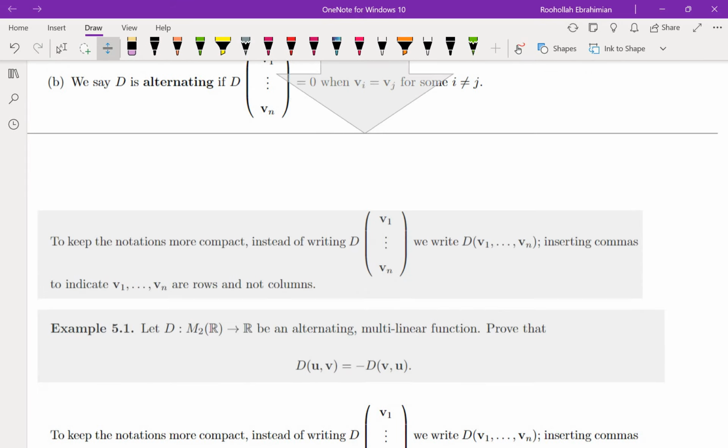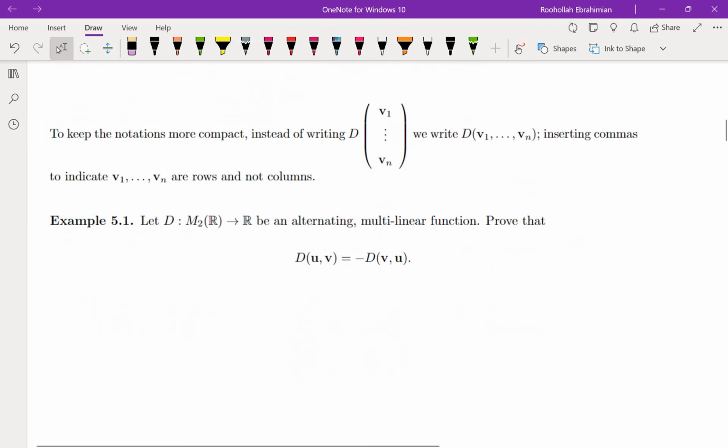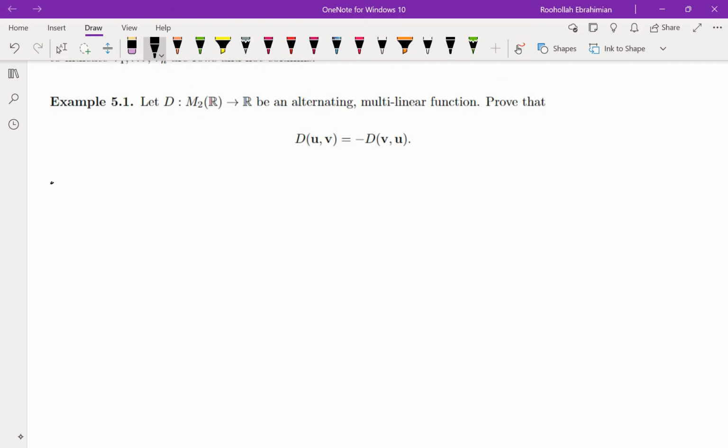Okay, so let me now go ahead and look at one example. And also, to keep the notation more compact, instead of writing down d of v1 through vn vertically, I'll write it down as d of v1 comma v2 comma vn, inserting commas to indicate that the v's are rows and not columns. Okay, so let's look at an example. The first property that we are basically forced to have, if we consider those two properties, is that when we swap two of the rows, d becomes negated.